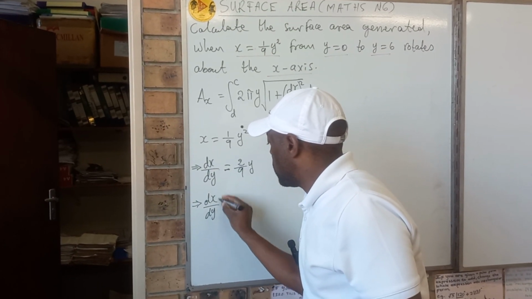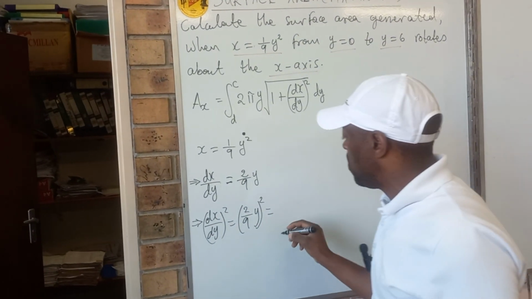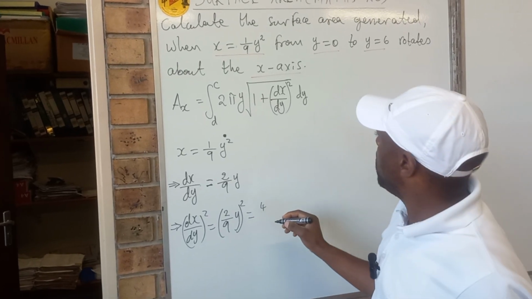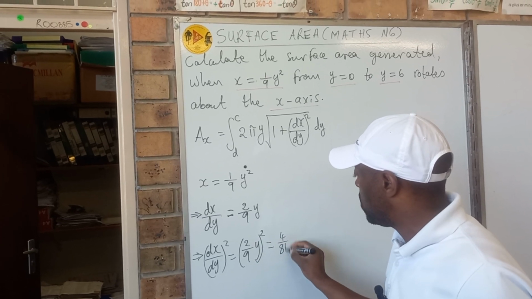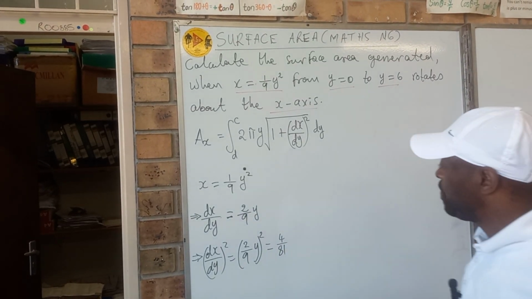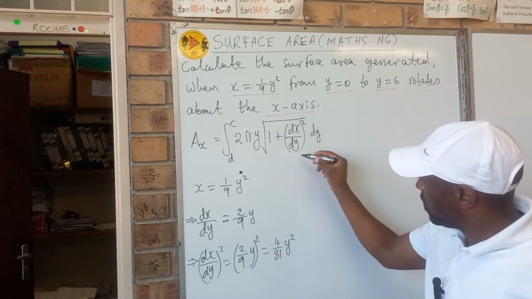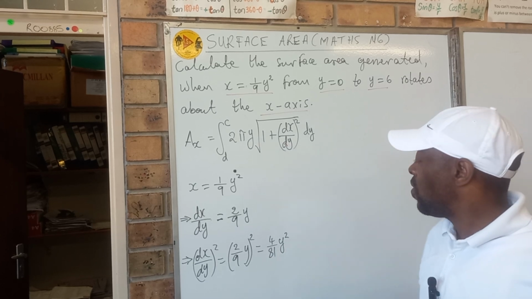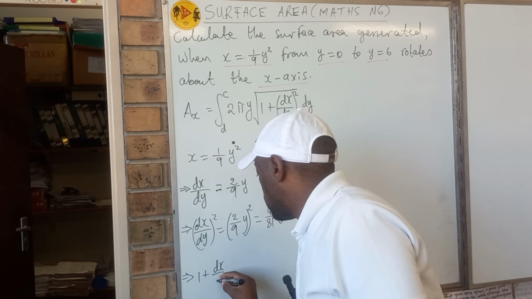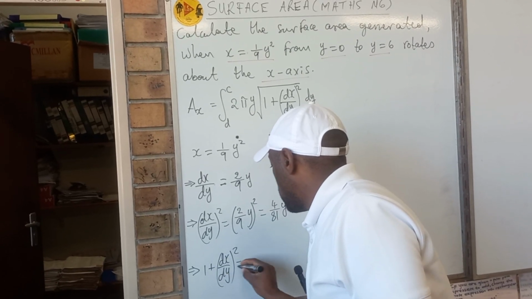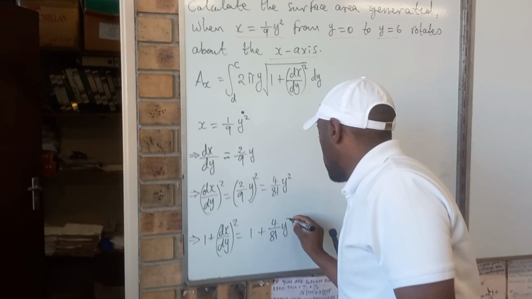If I square dx over dy, it means I'm squaring 2 over 9y, which will give me 4 over 81 y squared: you square 2, you get 4; you square 9, you get 81; then you square y, it gives you y squared. So I'm done with this portion of the formula. Then the next part is to add 1 to it. So we get 1 plus dx over dy, all squared, which is 1 plus 4 over 81 y squared.